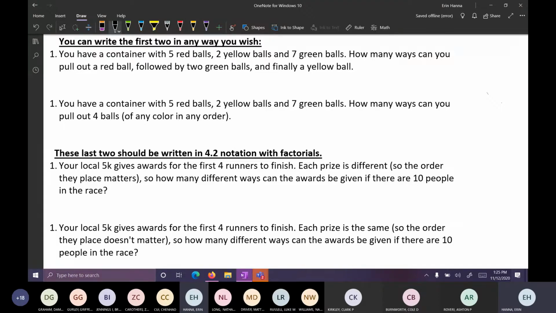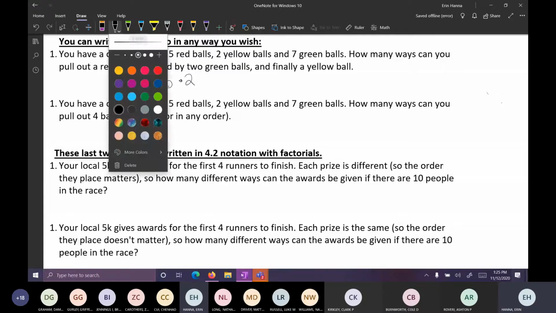Anyway, so for the first one, if you need a red ball first, you have 5 choices for red balls, and then 2 green balls, well, you start with 7 of them, so you have 7 choices for the second, but then only 6 for the third. And then you have to finish with a yellow one, so you have 2 choices for that. So 5 times 7 times 6 times 2 is 420.